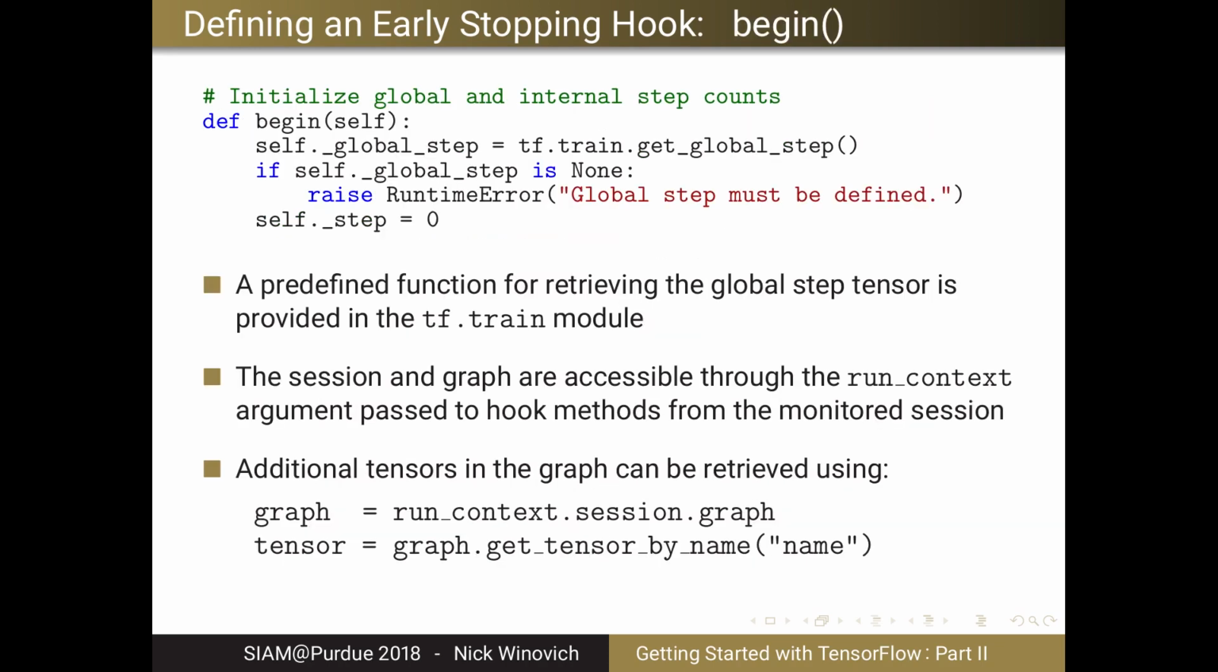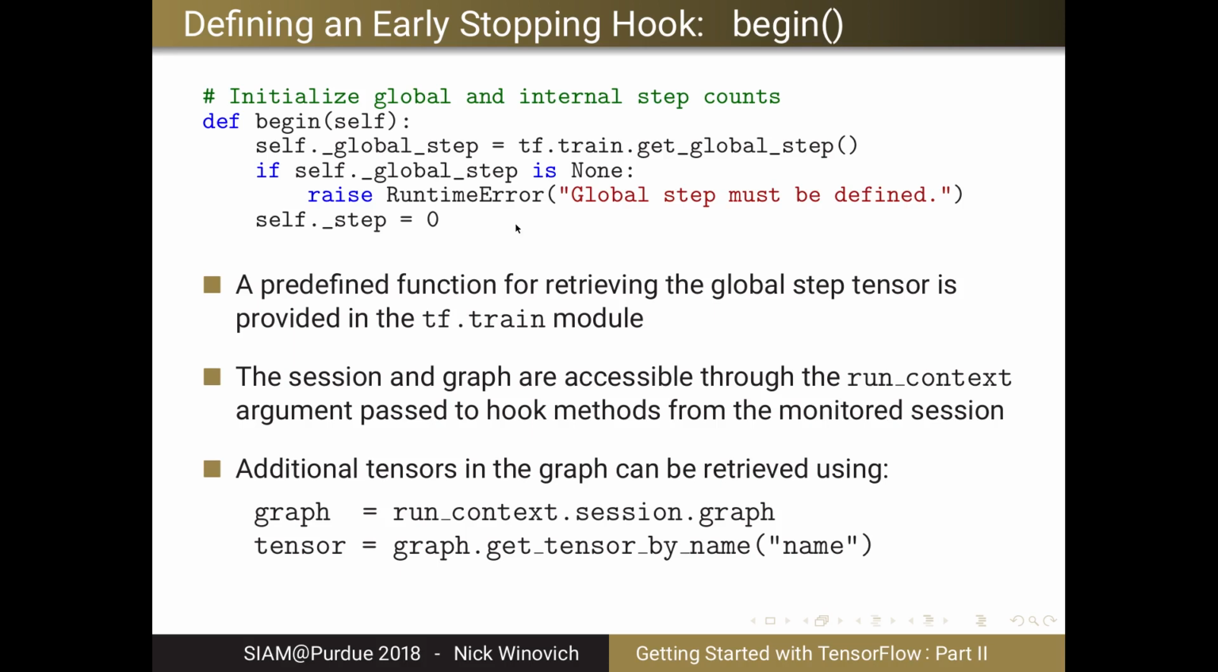After we've initialized the hook, we want something to happen at the beginning when we call the session. What typically this corresponds to is maybe setting an internal step and retrieving the global step from the graph. So I'm going to call get_global_step from tf.train to know what step I'm at in the training process. I'll use that just as a measure of how often I want to check for early stopping.